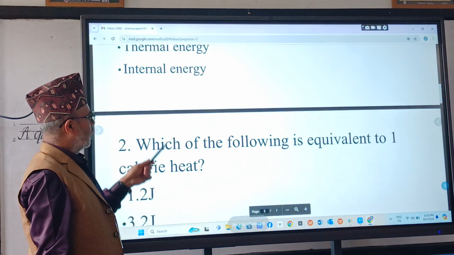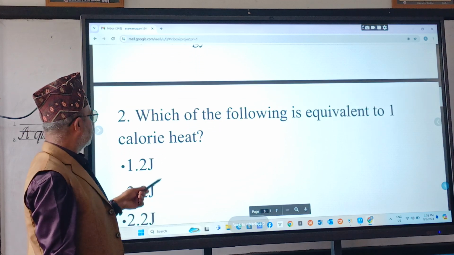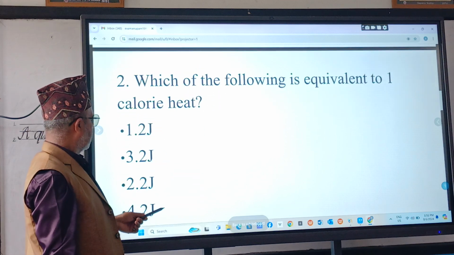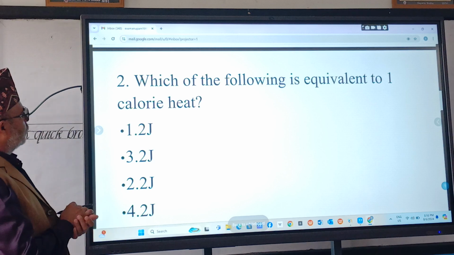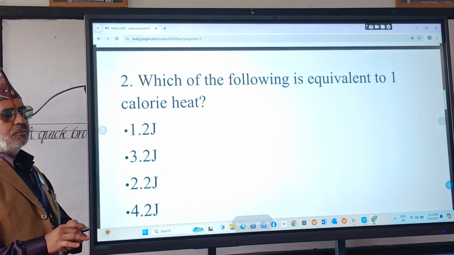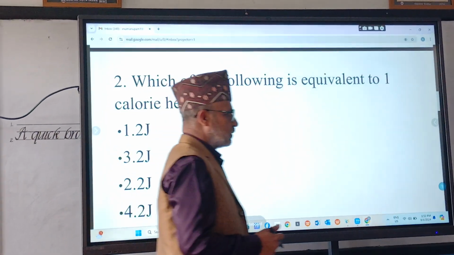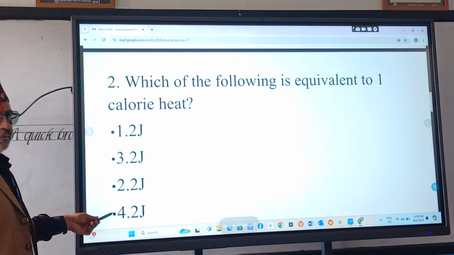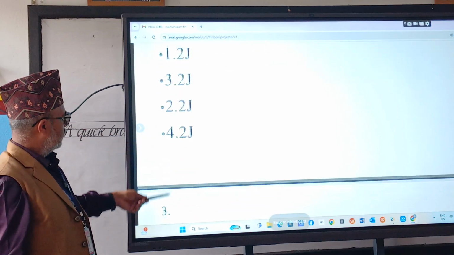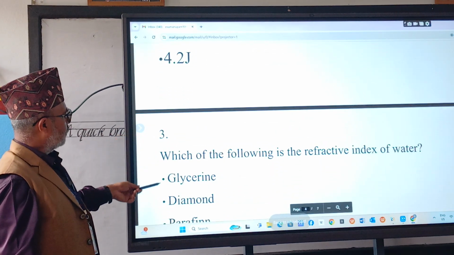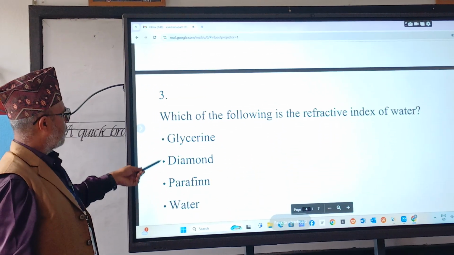Question number 2. Which of the following is equivalent to 1 calorie heat? What is the answer? Do you know? 1 calorie heat means 4.2 joule. Completed. Question number 3. Which of the following is the refractive index of water?